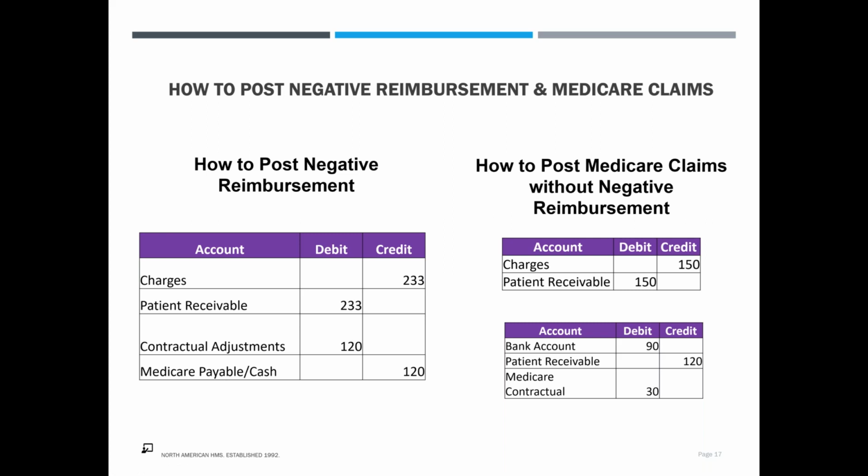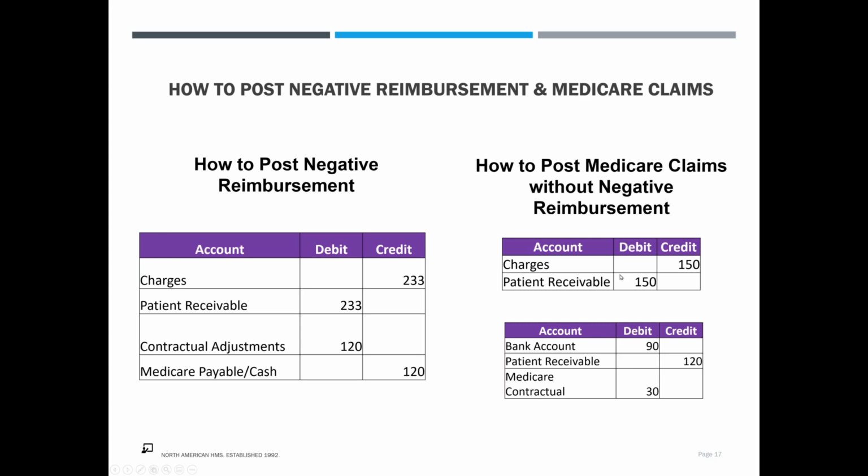Or if they actually withheld that cash from you at that time, then you're basically just going to credit your bank account for that $120 because you didn't get that $120 that you thought you were going to get. And at that point, you'd have to actually lower your patient. And that's, you would lower your cash in your bank account.